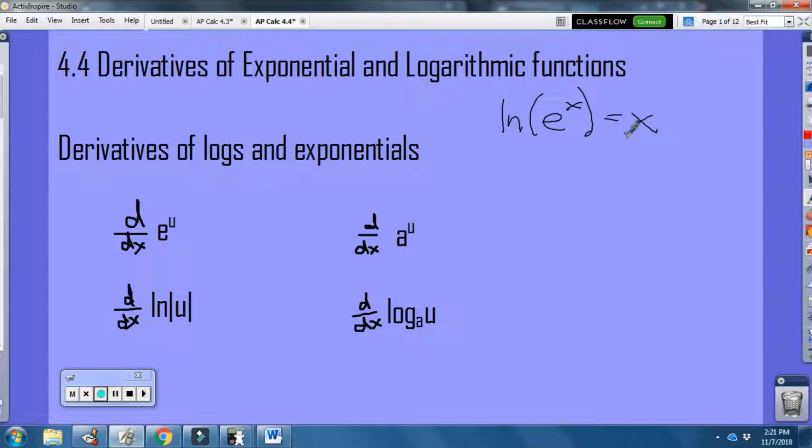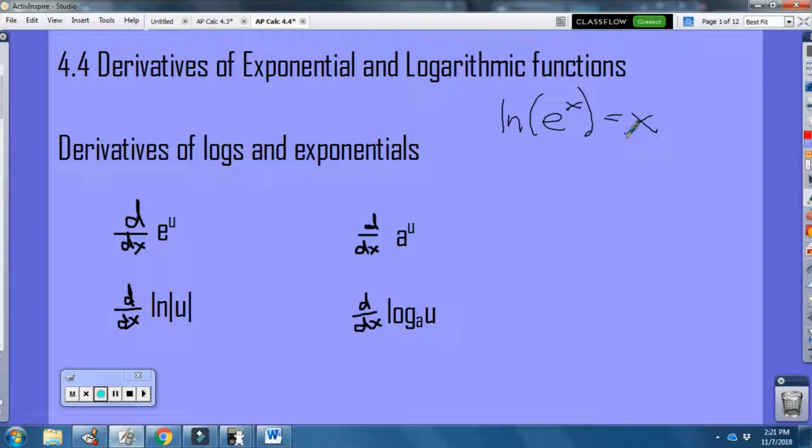Now that's what you should have learned in pre-calculus, so we're not going to use that too much here in calculus. Sometimes it'll come up when we're simplifying things. But in today's lesson, I'm just going to show you how to find derivatives of e to the x, a to the x, natural log of x, and log base a of u.